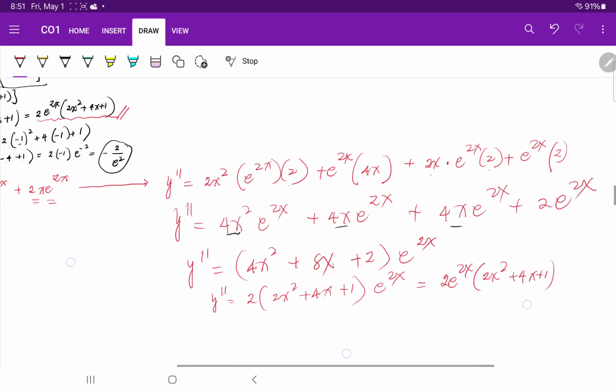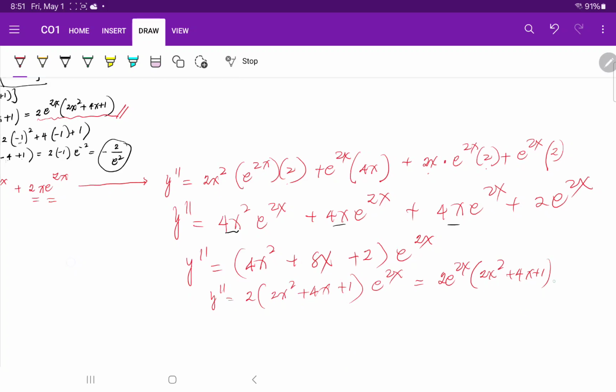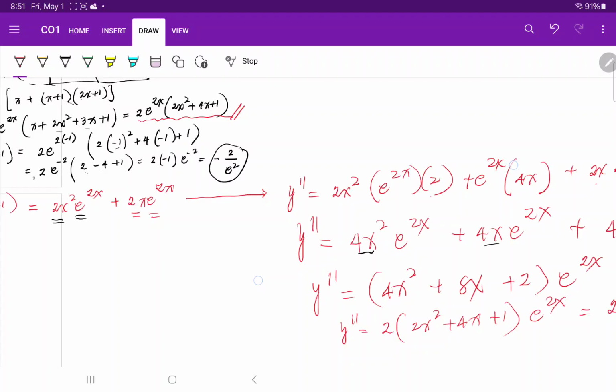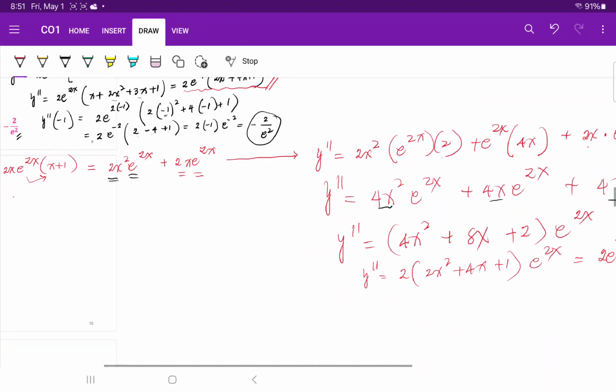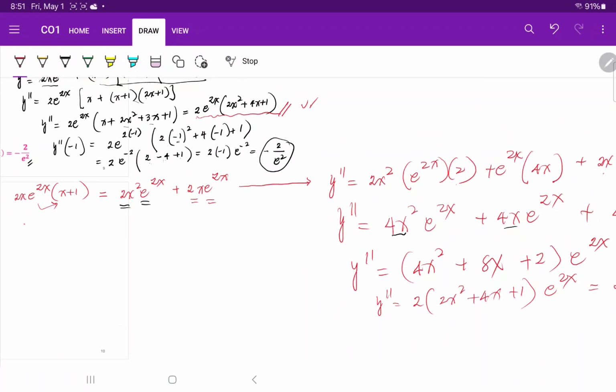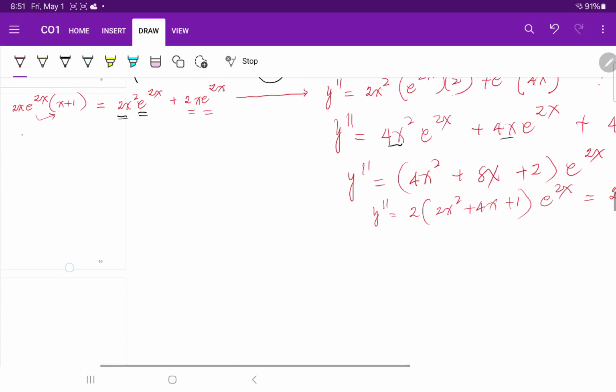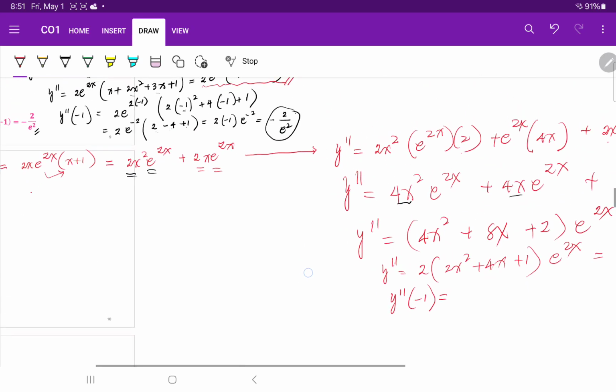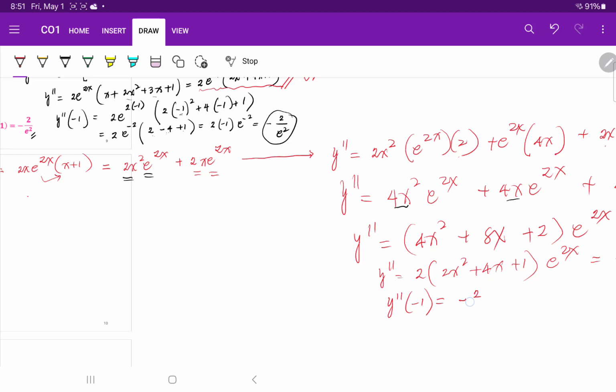Alright, so any solution using the first or the second solution, you get the same answer. So when you get this one, right? Pareho lang. So when you substitute y double prime of negative 1, you should get what? Negative 2 over e squared. Alright?